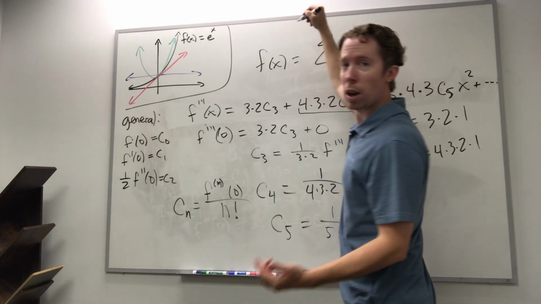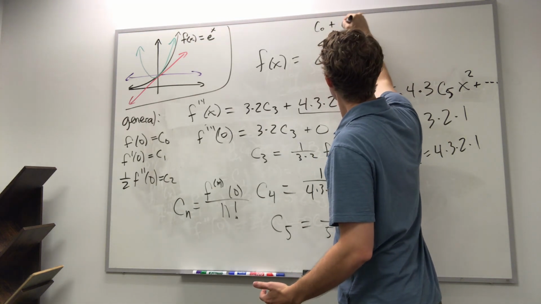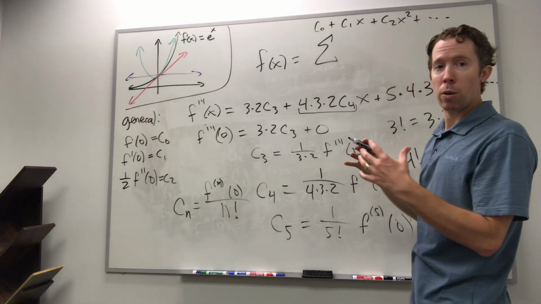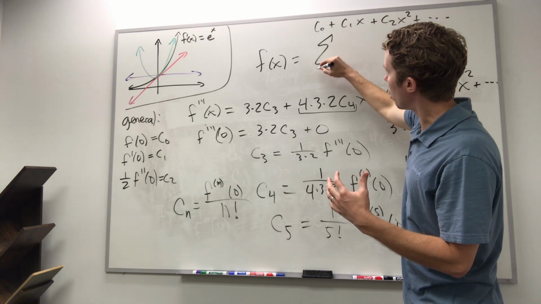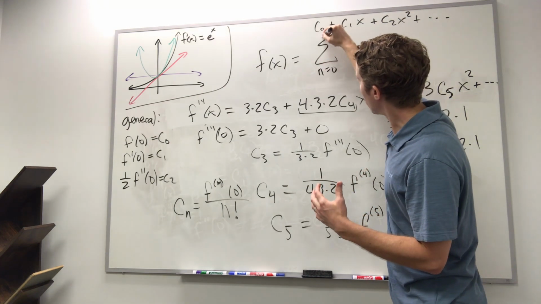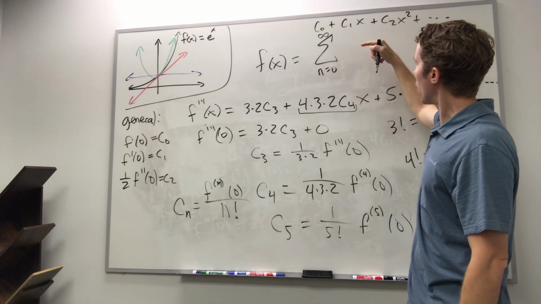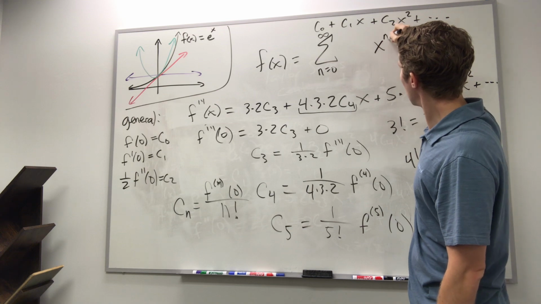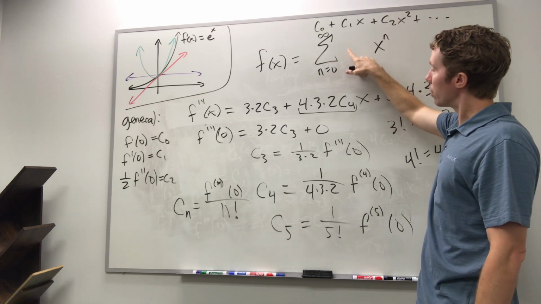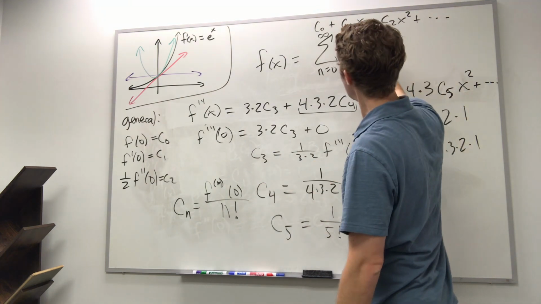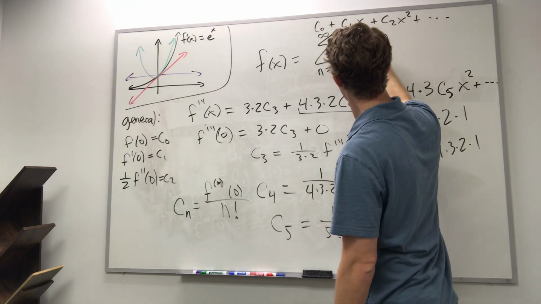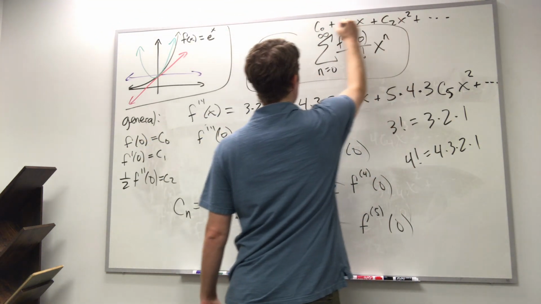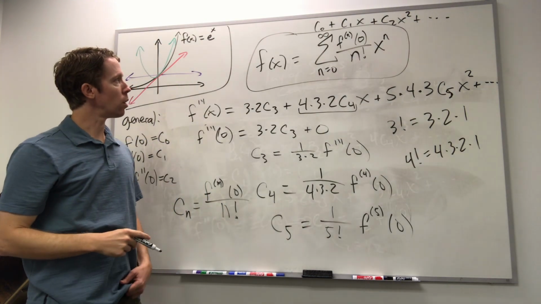So up here, I'll remind you of what we had. We had C0 plus C1x plus C2x squared, and so on. I want to write that starting at 0, so I'm going to start at 0. I'll go from n equals 0 to infinity and then I'll basically have Cn times x to the n. But Cn is this thing. So it's the nth derivative at 0 over n factorial. That's the Taylor series centered at 0.